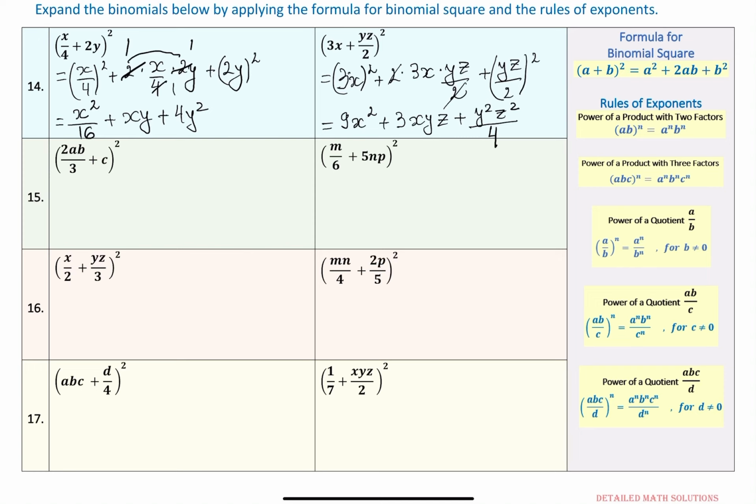Next exercise, 2ab over 3 plus c in parentheses squared. Again, as a first step, we apply the formula for binomial square, which is the first term, 2ab over 3, squared, plus 2 times the first term, 2ab over 3, multiplied by the second term, c, plus the second term squared.